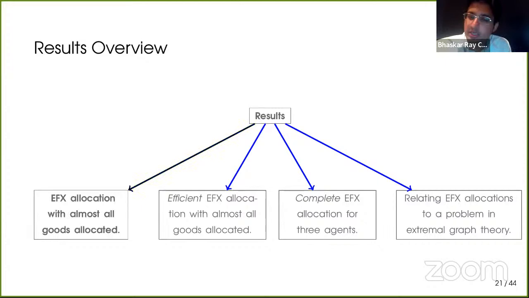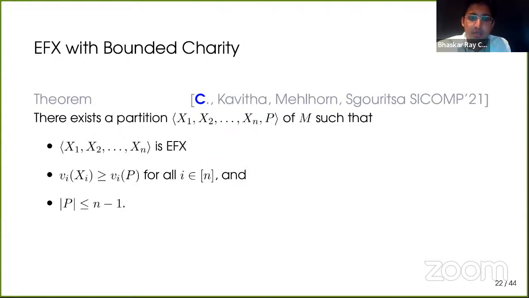Okay, so let's start with the first result, the EFX allocations with almost all goods allocated. Here we show that there exists a partition of the goods set into n+1 bundles, not just n bundles, rather n+1 bundles: x1 up to xn, and the pool of unallocated goods P. So x1 up to xn is allocated to the agents, the set P is unallocated, such that whatever is allocated satisfies EFX. If I make this statement in itself, it's uninteresting, right? Because I can put the entire set of goods into P and not allocate anything, which is trivially envy-free.